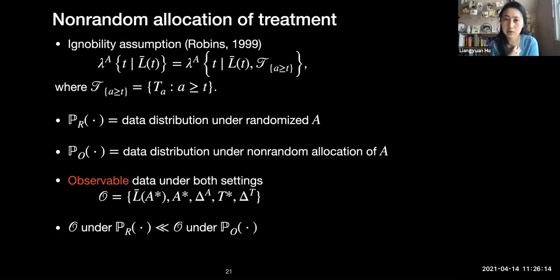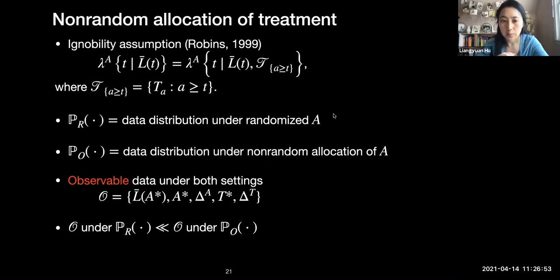Now with the observational data, a key assumption we have to make is the ignorability assumption. And it says that the hazard function of a treatment initiation at time t is sequentially randomized, in the sense that the probability of initiating treatment at time t is independent of future potential outcomes, conditioning on all covariate history up to t.